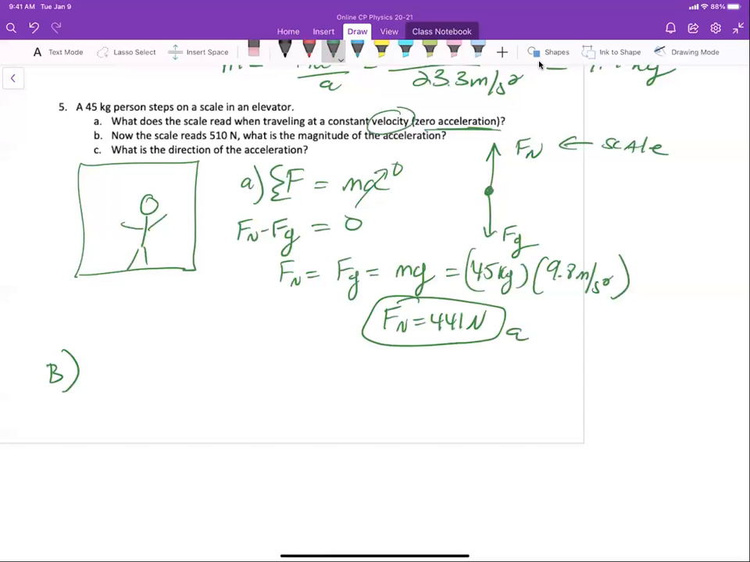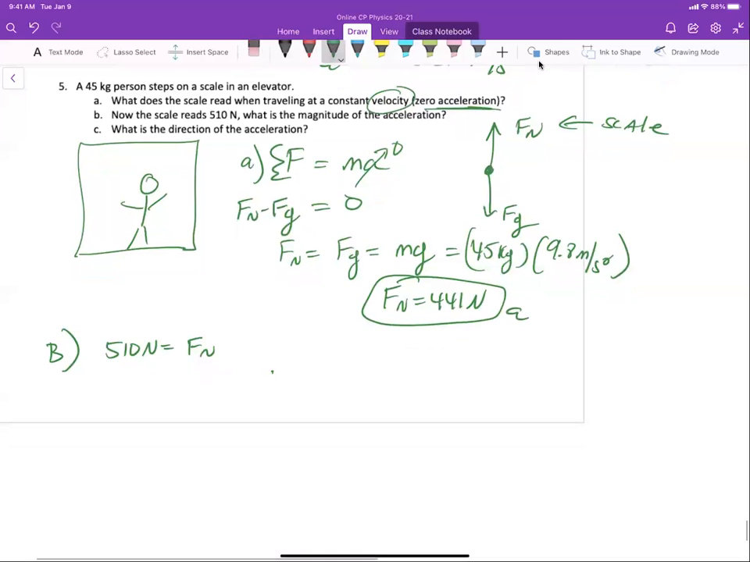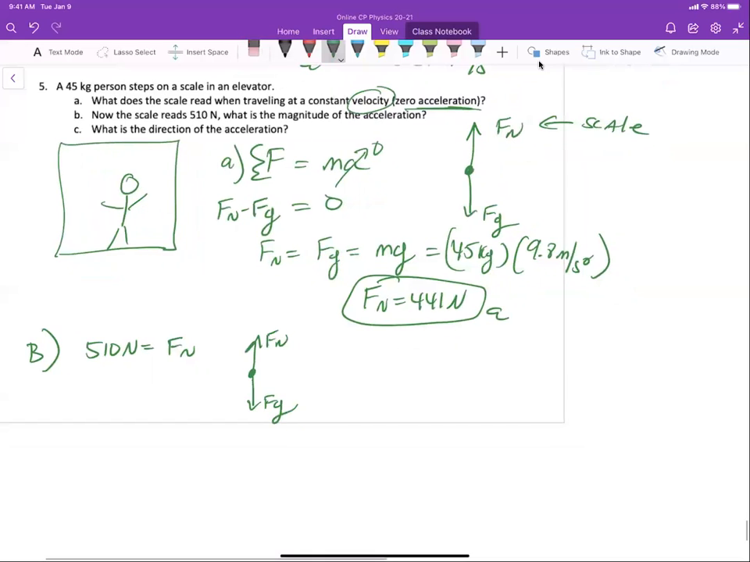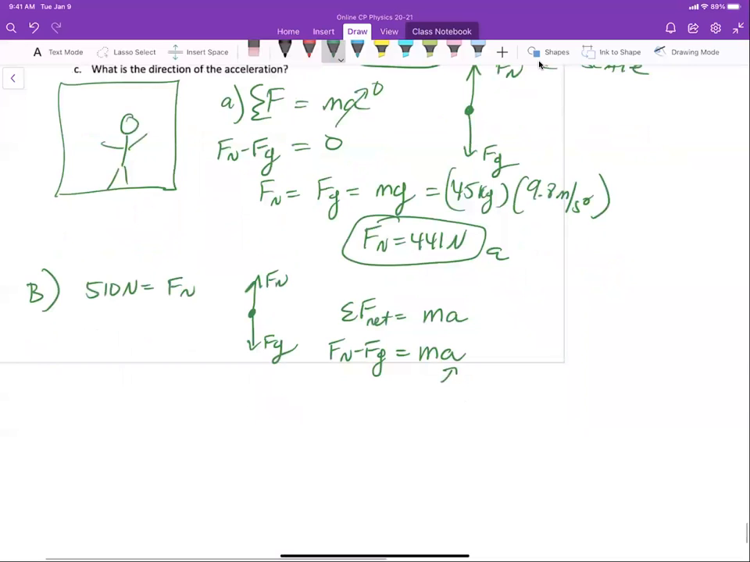B. Now the scale reads 510 newtons, which becomes our force normal. And we want to know what the magnitude is of the acceleration. Okay, well, we'll draw a free body diagram again. It looks exactly the same. And we sum the forces. Net force equals its mass times acceleration. So what's the net force? It's force normal minus Fg equals mass times acceleration. So they're telling me I have acceleration, so I can't cross this out. And that's actually what I need to find.